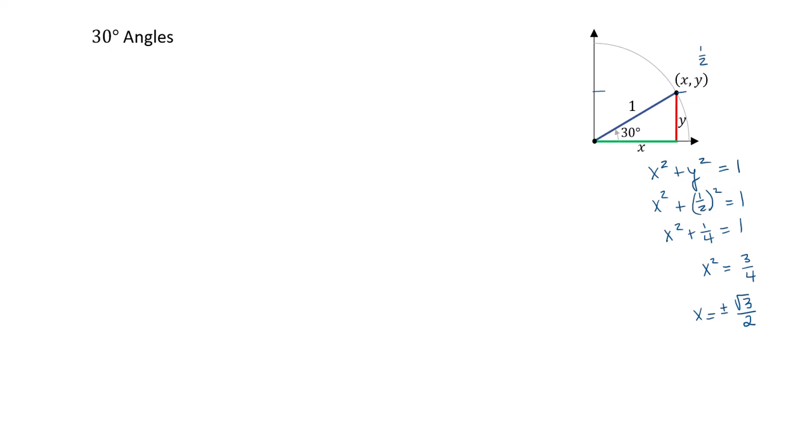Now, when I'm in the first quadrant, I know I had to move to the right to be able to get up to this point. So that's going to be a positive square root of 3 over 2. There's my coordinate. This means that the cosine of 30 degrees is equal to the square root of 3 over 2. And the sine of 30 degrees is going to be equal to 1/2.